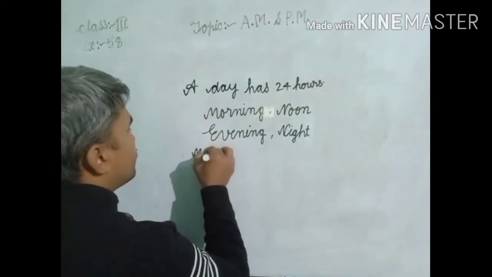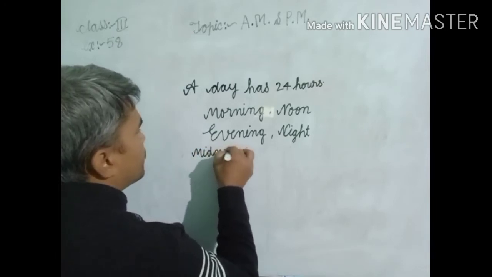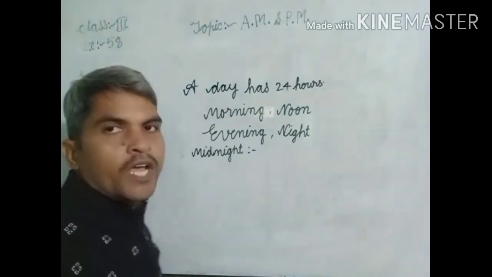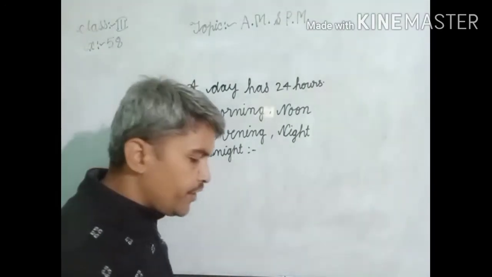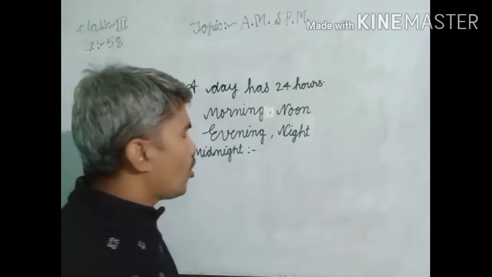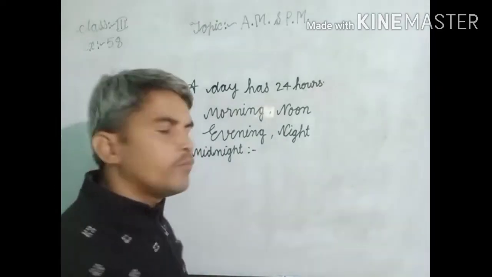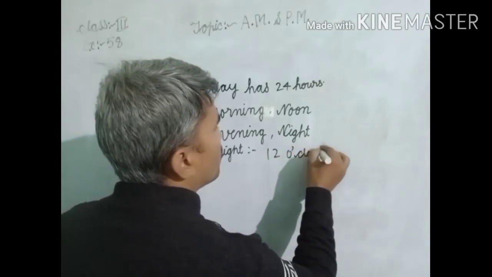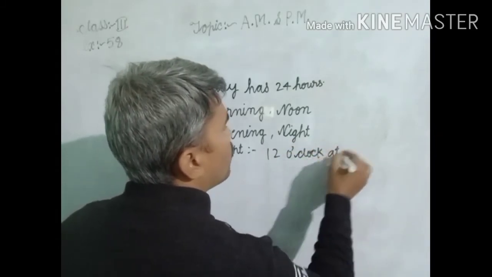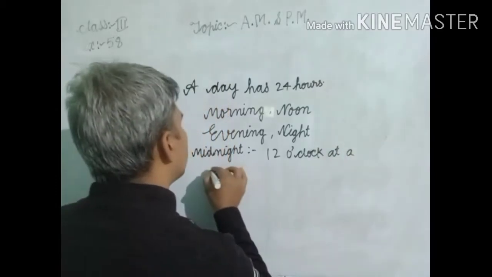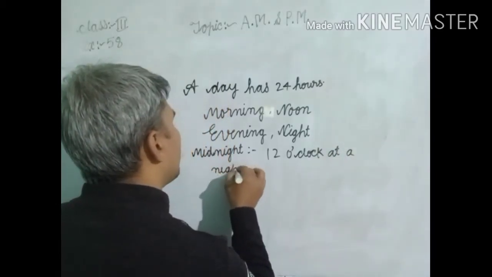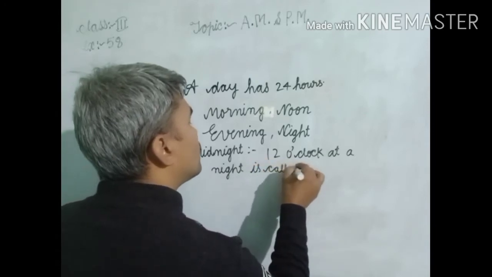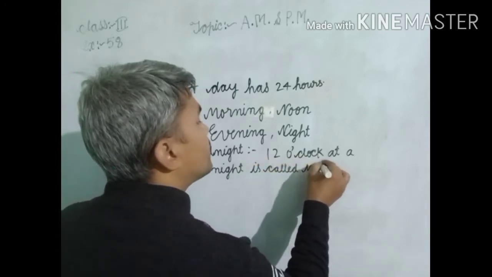What is midnight? 12 o'clock at night is called midnight.